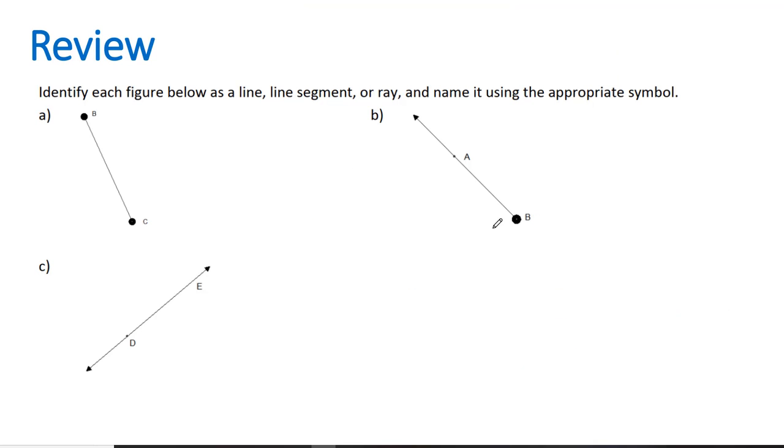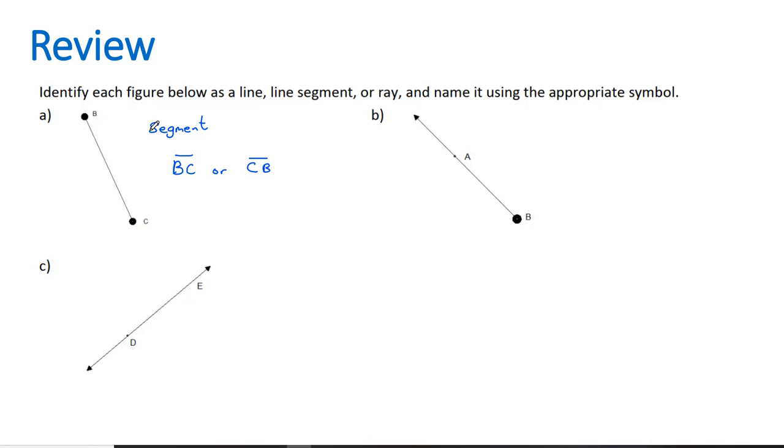Now we're moving to the geometry portion of our unit, and we're going to identify some figures and name them. So for A, we have a segment, and a segment is defined as having 2 endpoints. You can write a segment 2 ways. You can name the segment as BC, showing no arrows above, or CB. So that's how we identify the segment.